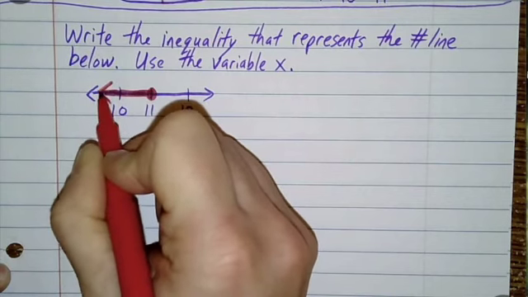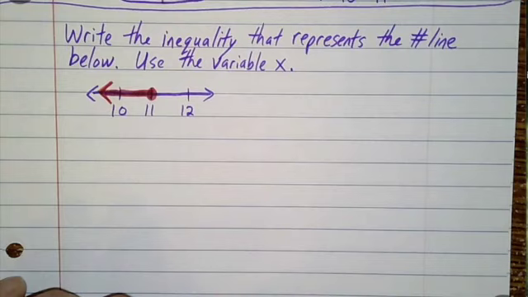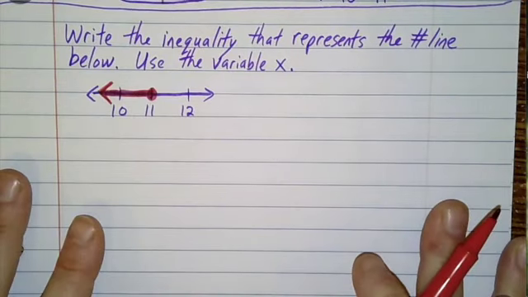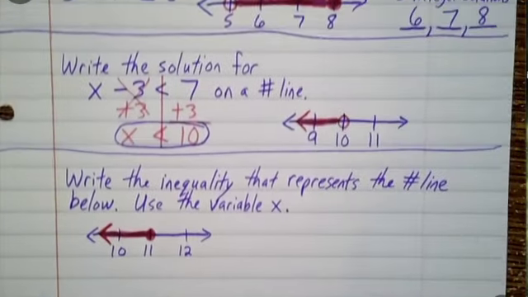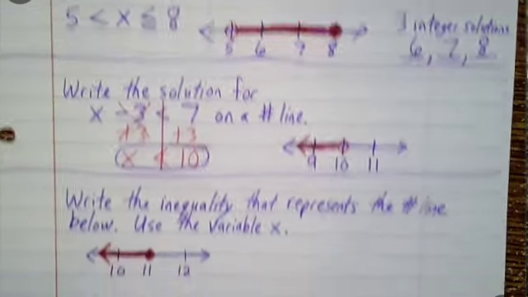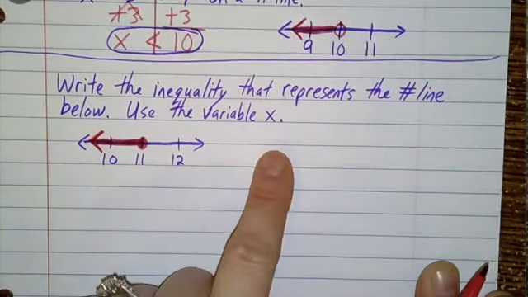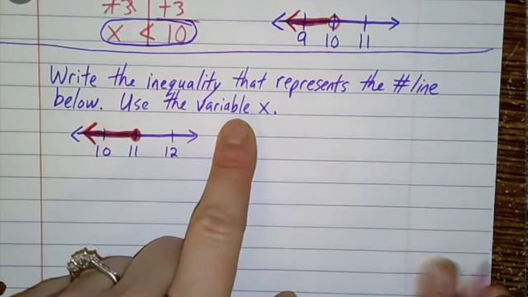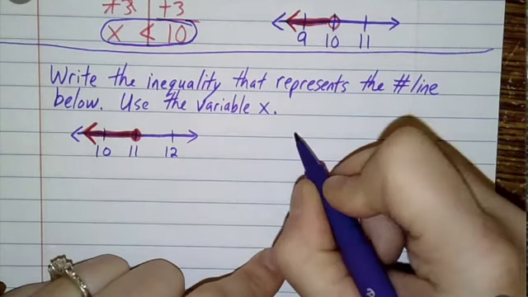So there it is. They've given you the inequality. Now they want you to write it. Before, they were always giving you the written one up here, and we had to graph them. So now it's like backwards. They gave us the graph. What's our inequality? Well, it says use the variable x.